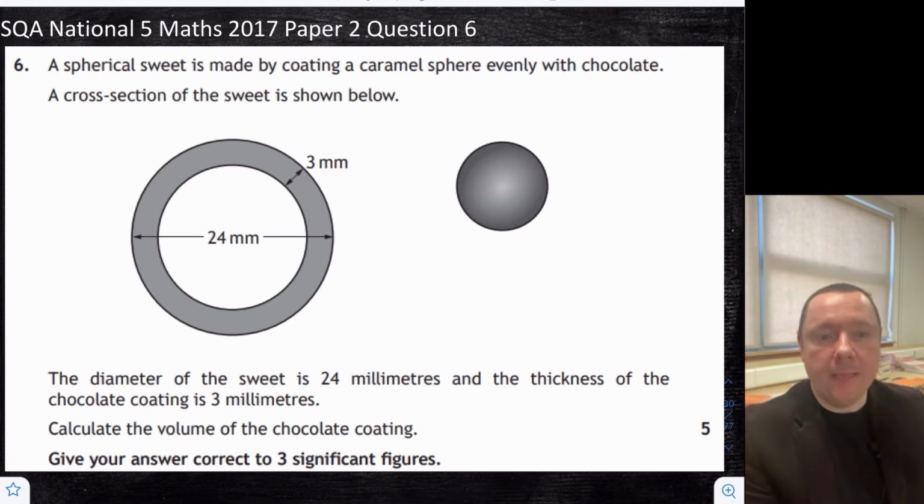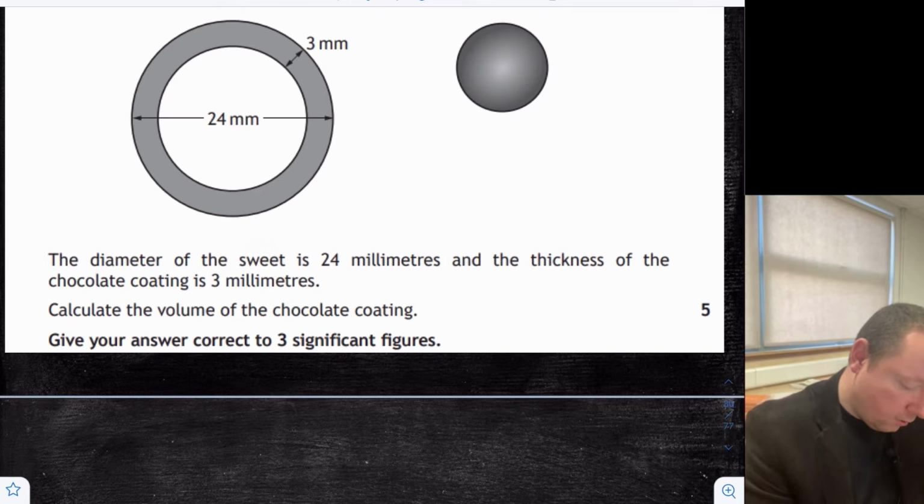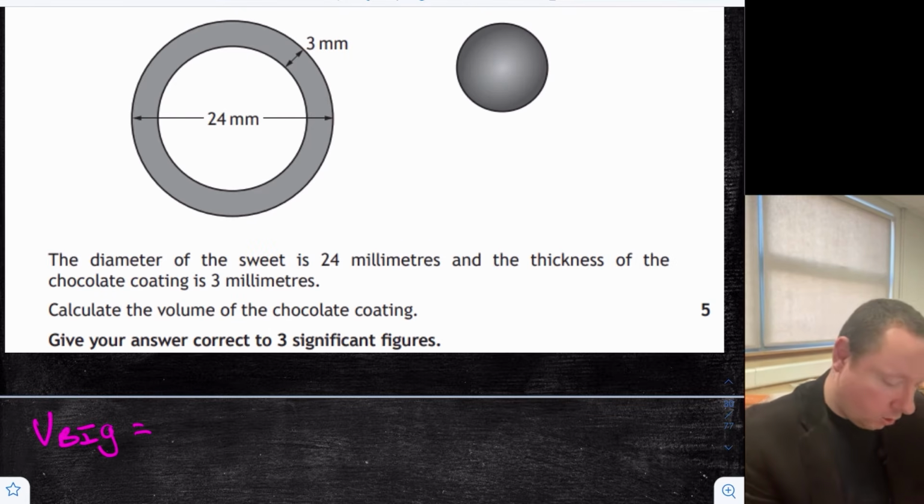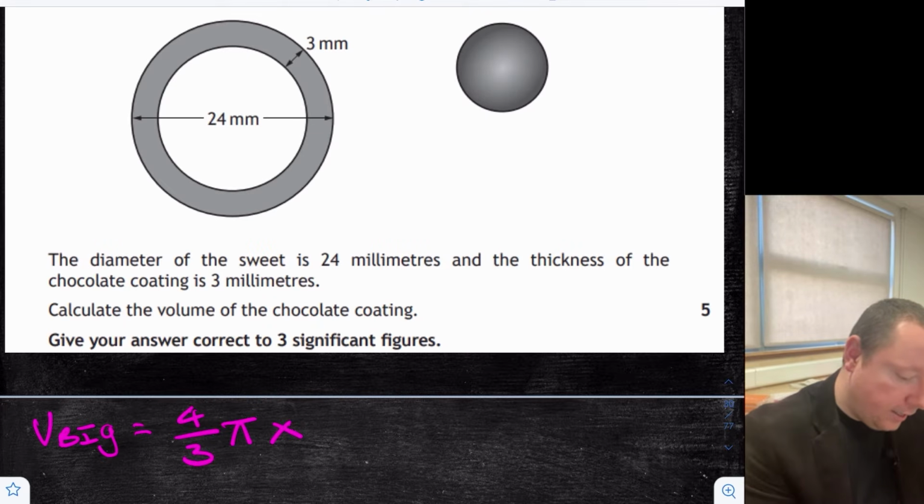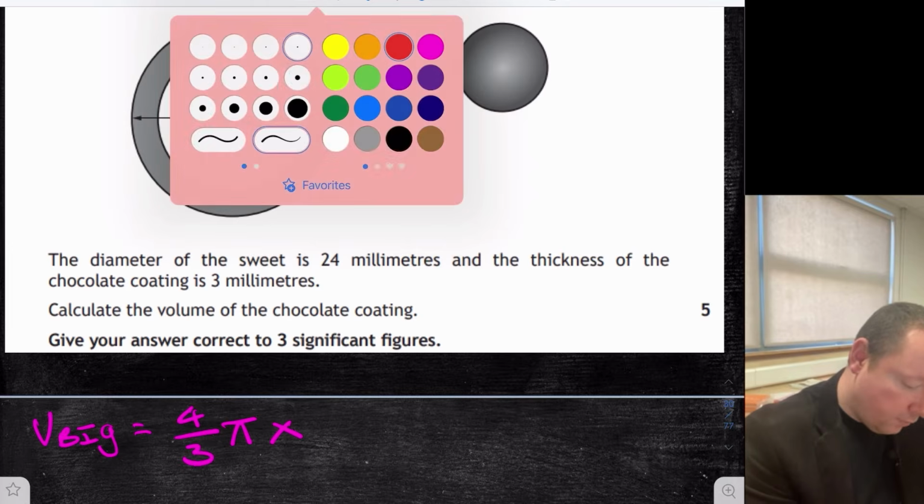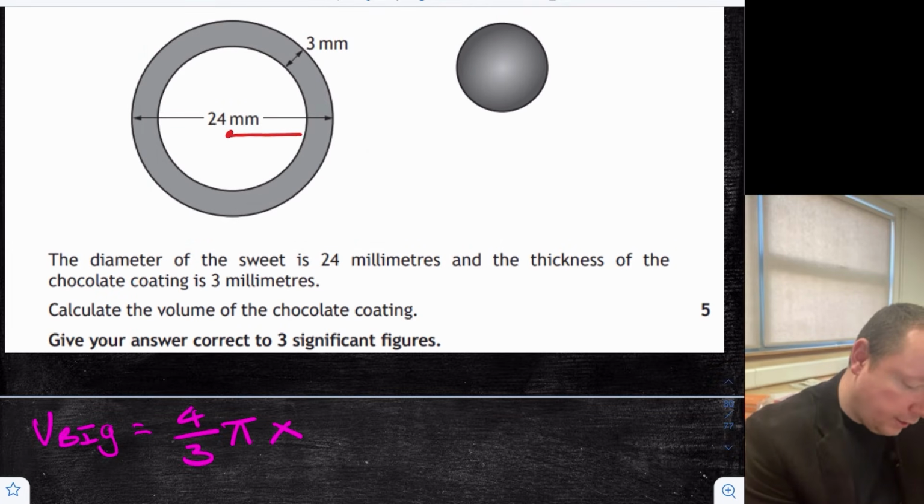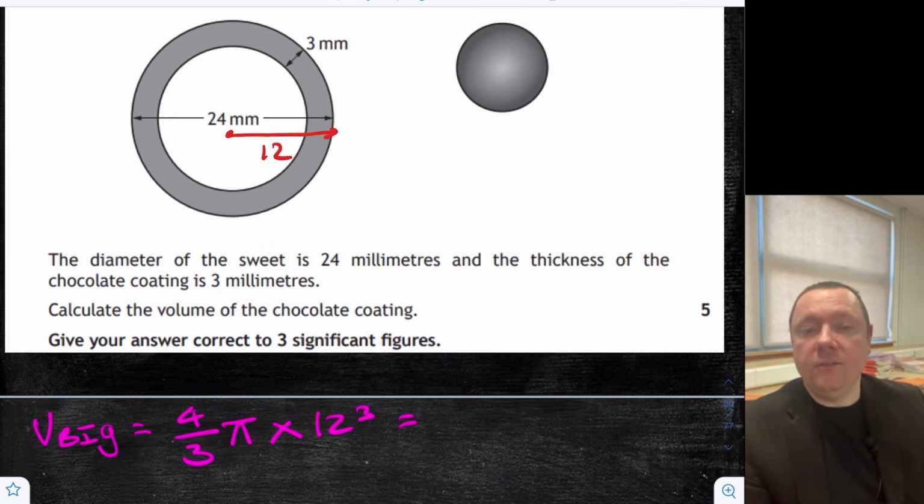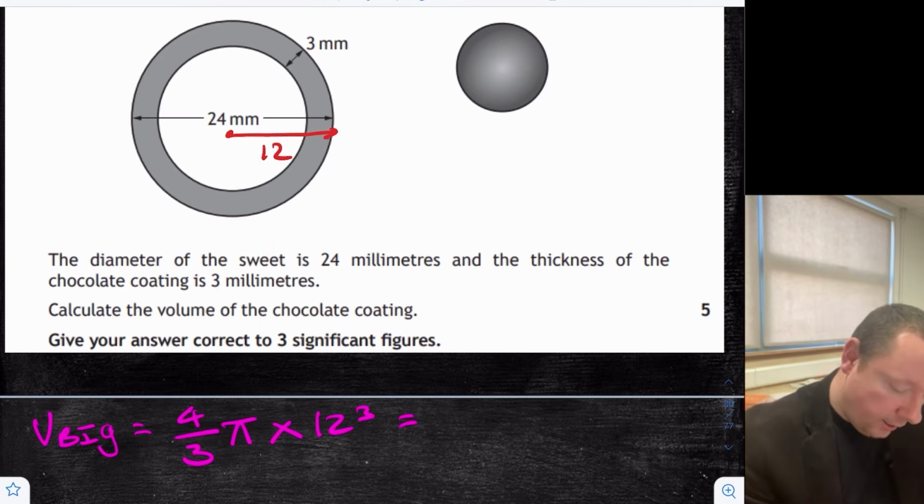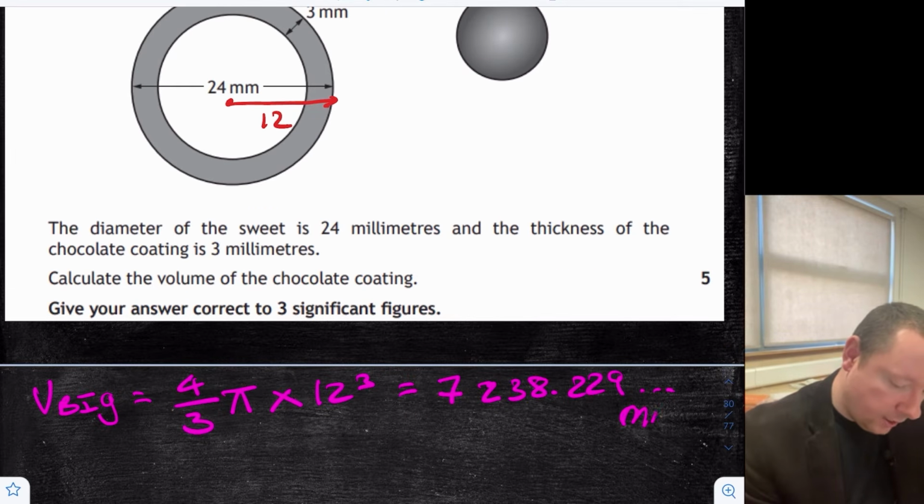So it's a takeaway. So let's do our big sphere first. The volume of a sphere, remember from the start of the exam paper, is 4/3 pi r cubed. 4/3 times pi, and the radius, well, we need to do a bit of maths here, I suppose. If I draw a dot out here and go to here, well, that's half of 24, which is 12. So it's 12 cubed. And that gives us 7238.229 millimeters cubed in this case.